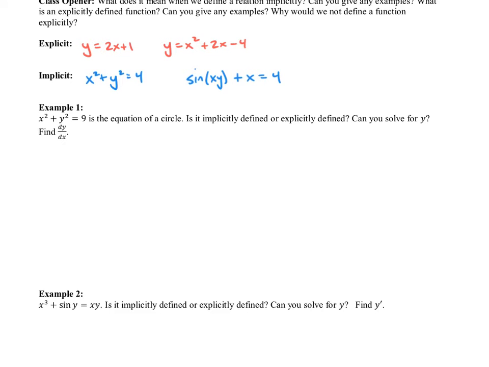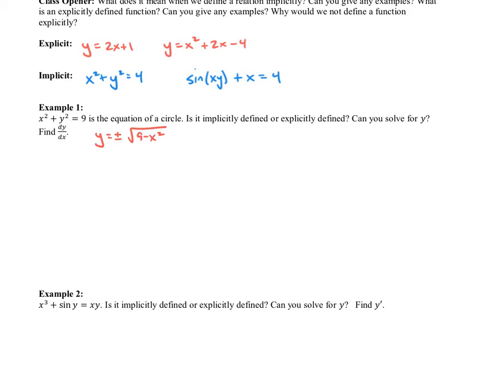This is implicitly defined because the x's and y's are on the same side. You're unable to solve for y, which is one of the signs that this type of equation is represented in such a way that we have to do an implicit derivative to find a rate of change. If you were to try to solve for y, you would have both a positive and negative square root of 9 minus x squared, representing the top half of the circle and the bottom half of the circle, which again supports the fact that it's not a function.